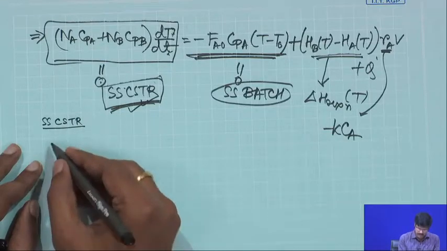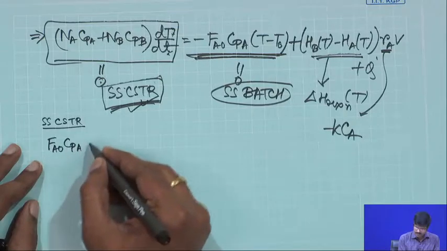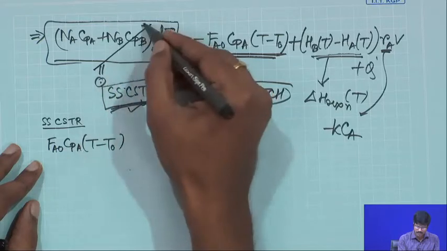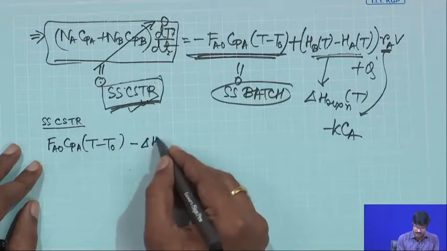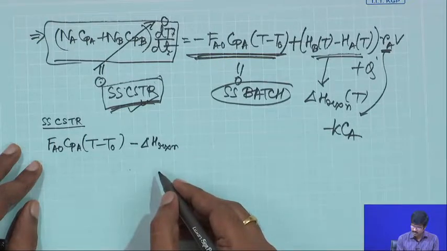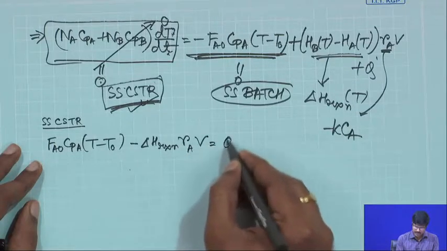So, if we rewrite this equation, this will be 0, then just this expression here for a steady state CSTR, what you will get? It will be Fa0 Cpa (T minus T0). So, this term is 0, minus delta H of reaction into Ra V equals Q dot.